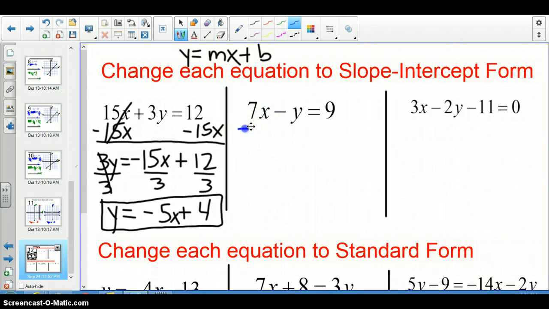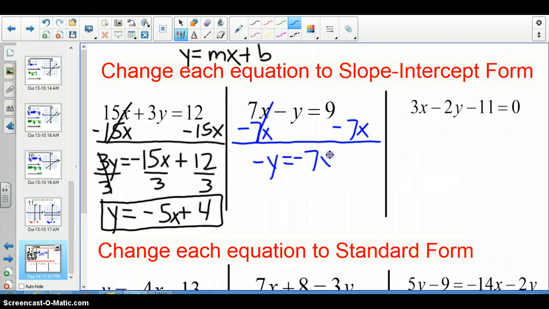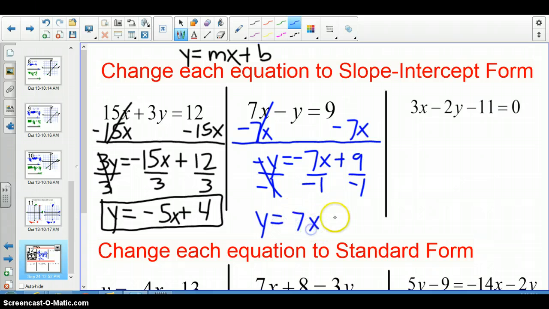The next one, I'm going to subtract 7x from both sides. And now there are multiple ways that we could do this. If I wanted to, I could add y and subtract 9. That's another way. And then divide each side by negative 1 here. So I have y equals 7x minus 9.